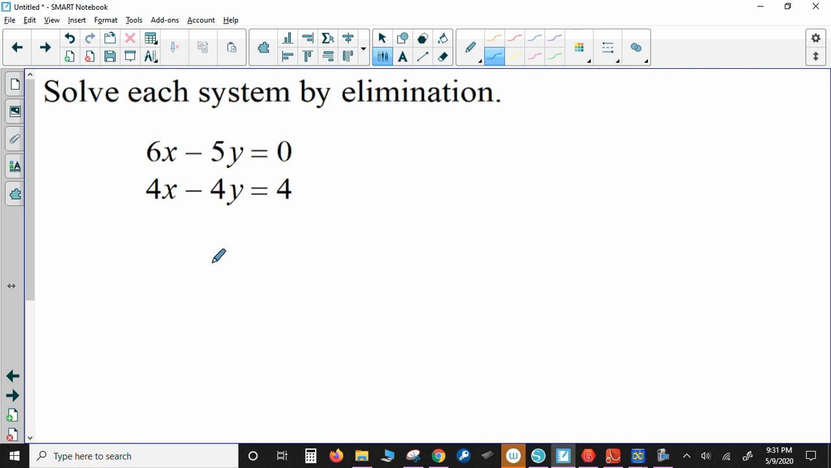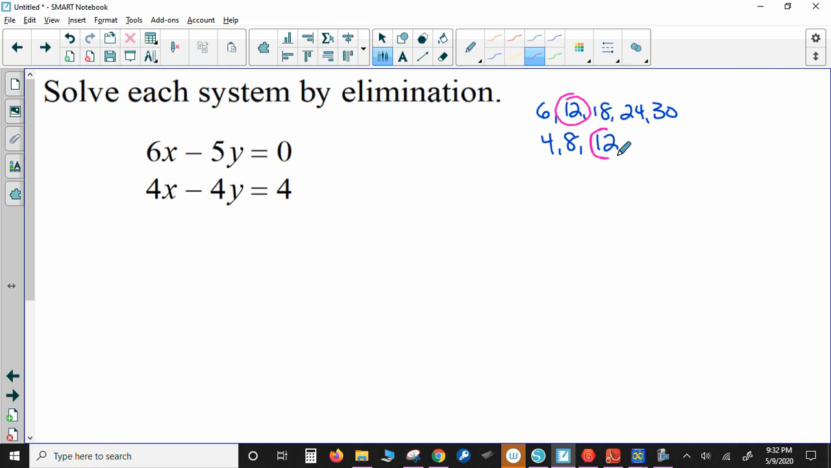So again, our goal is to eliminate one of the variables by getting the coefficient to be the same number for both equations, but opposite signs. I have positive and negative, so that doesn't really help me figure things out. Let's see, 6, 12, 18, 24, 30. I'm just thinking about the multiples of 6, and then the multiples of 3 are 4, 8, 12. There it is. That's what I'm looking for.